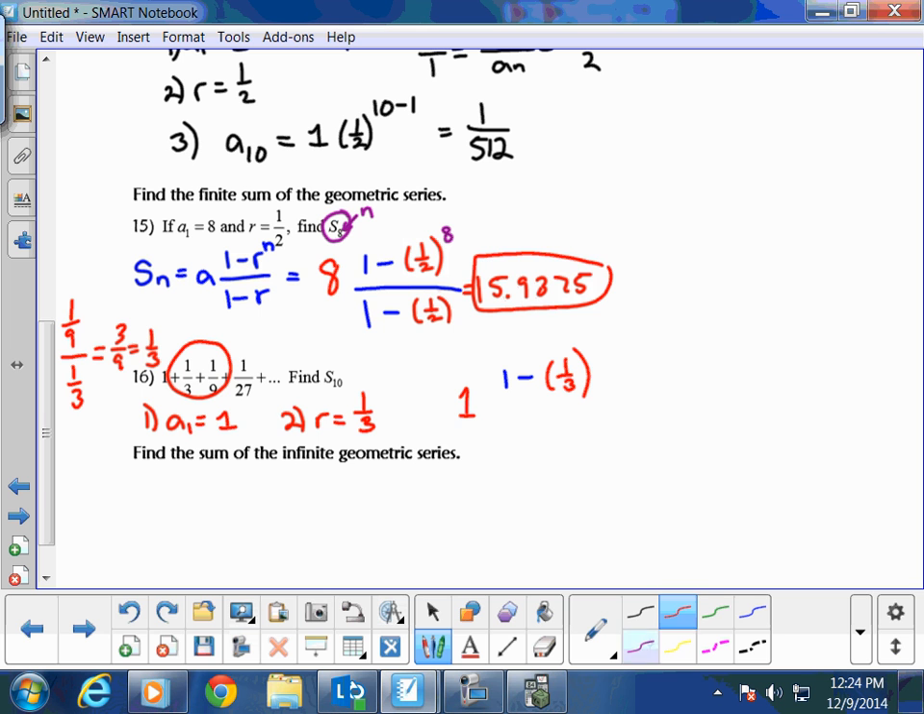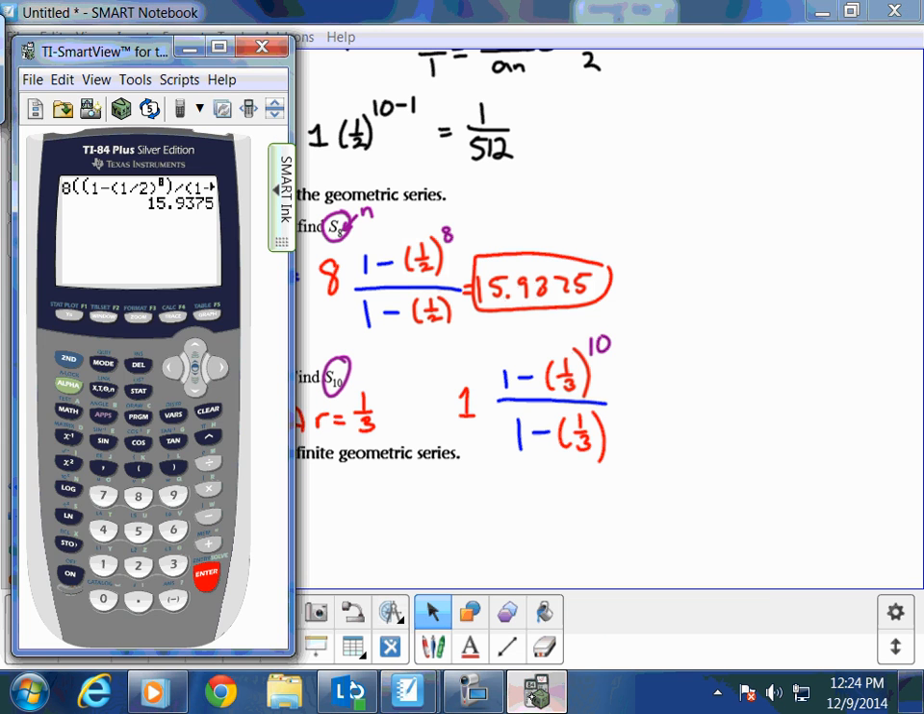And we want to now find s of 10, so this is 10. We're going to divide this by 1 minus 1/3. And from here, let's go ahead and actually get the answer computation. So let's clear that.